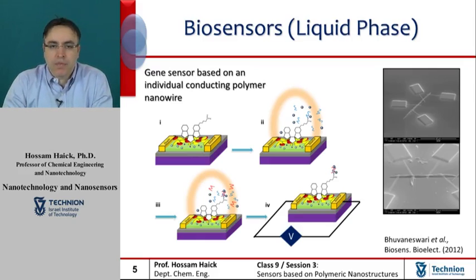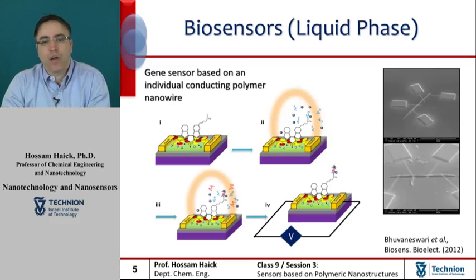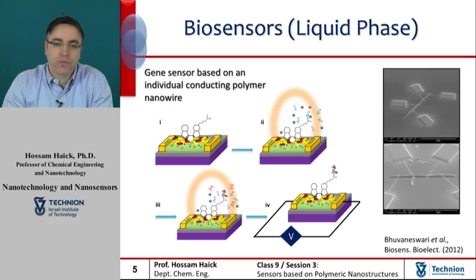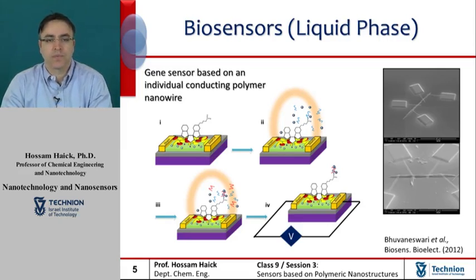The second example of a biosensor is the gene sensor that is presented on the screen. So far, a group of researchers have constructed a transducer that is based on a copolymer of PEDOT and carboxylic group functionalized PEDOT single nanowire in between gold electrodes, followed by covalent attachment of amino-modified probe short DNA that is specific to breast and ovarian cancer cells.